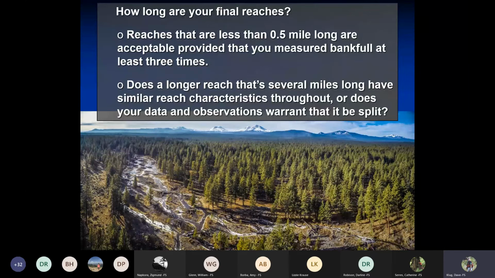But make sure you've measured bankfull at least 3 times in representative riffles that qualify. So check your data for those 3 bankfull measurements.